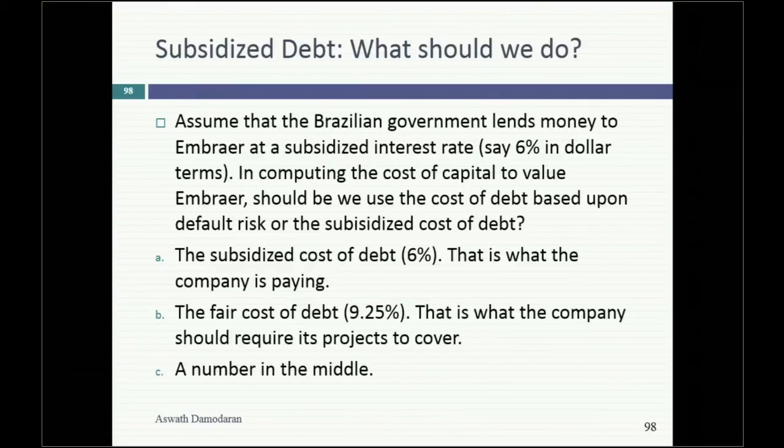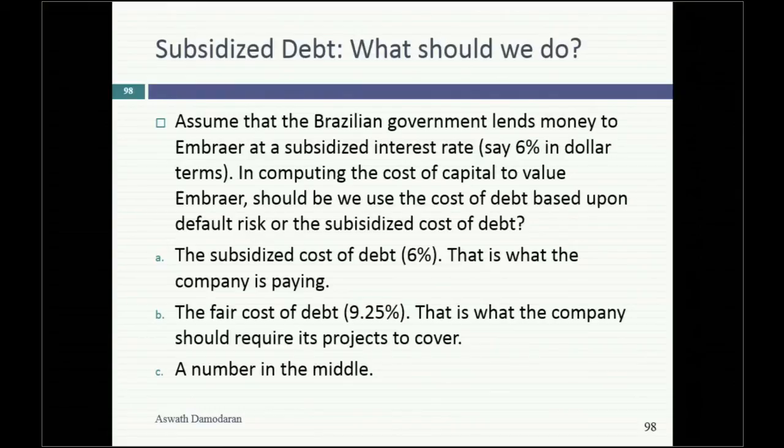When I do my cost of capital for Embraer, should I incorporate that subsidized cost of debt into my cost of capital? You see the question I'm asking? The 6% is lower than the 9.25%. Can I replace the 9.25% with the 6%? Or should I leave it at 9.25%? Yes.